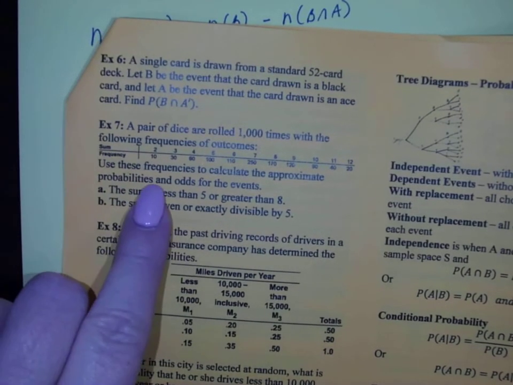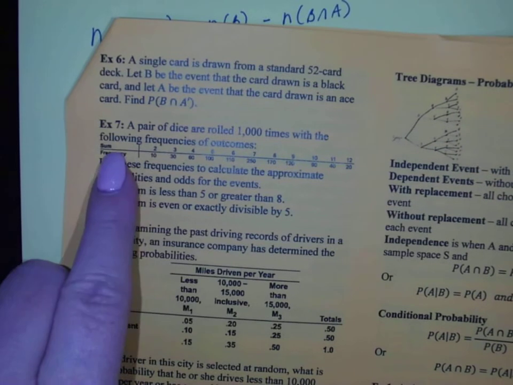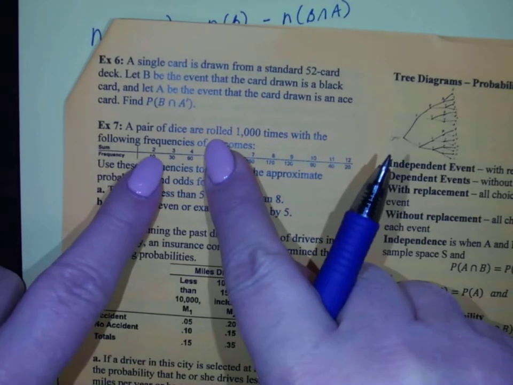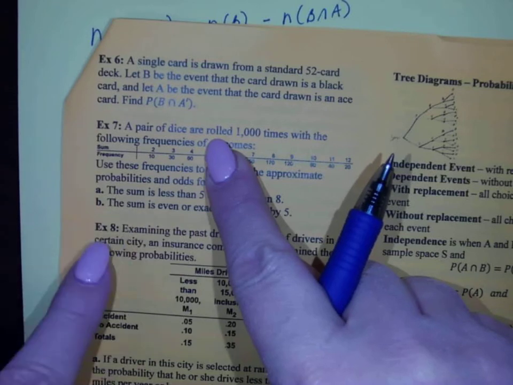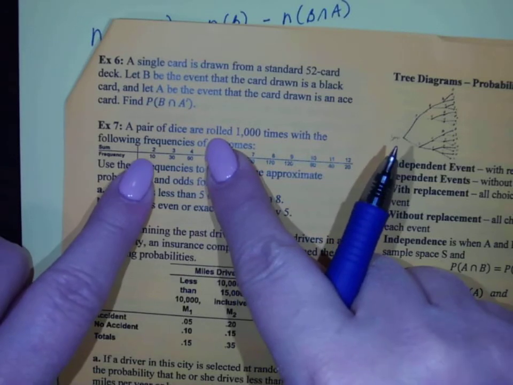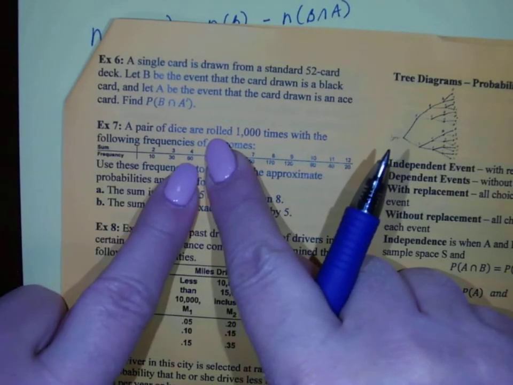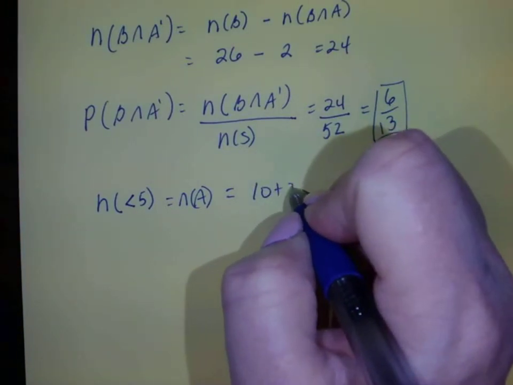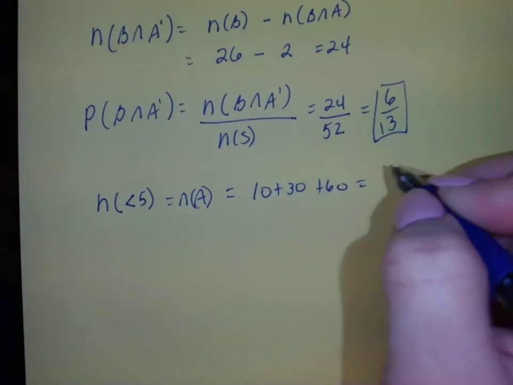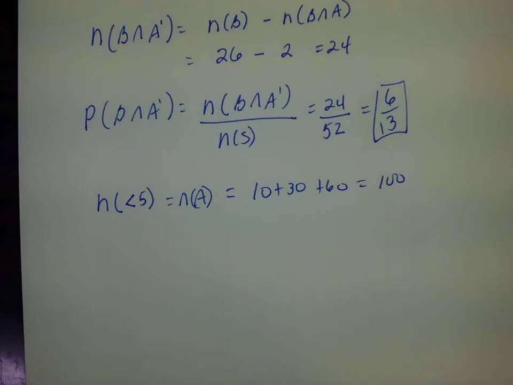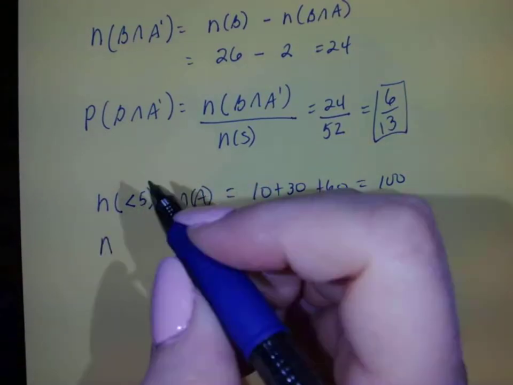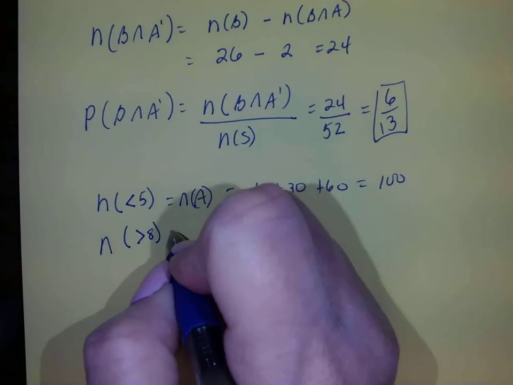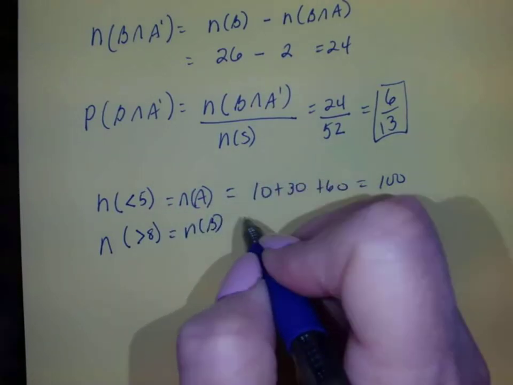using the frequencies to calculate. So this is the sum on top, the frequencies on the bottom. So less than 5 would get us the sum of 2, 3, and 4. We're going to add the frequencies. We have a 10, a 30, and a 60. So the number of A will be 10 plus 30 plus 60, which will get us a total of 100. Now we need to find the number of those that are greater than 8, and we're going to call that B.